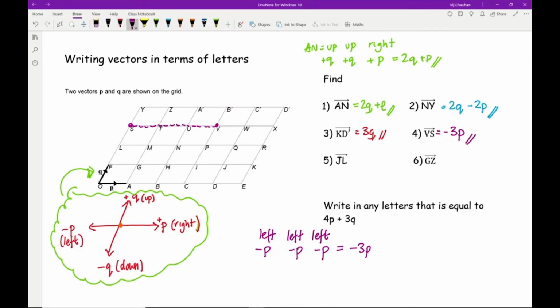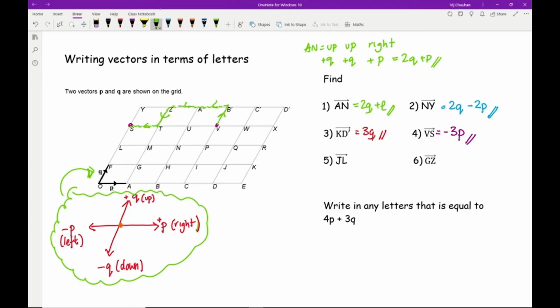And there is my final answer. Now the good thing about this is if we just remember that the answer is minus 3p, let's say I'm going to go along some crazy route to get from V to S. So let's say I'm going to go up here, then I'm going to go along there, then I'm going to go down, and then I'm going to go to S. So that's some crazy route.